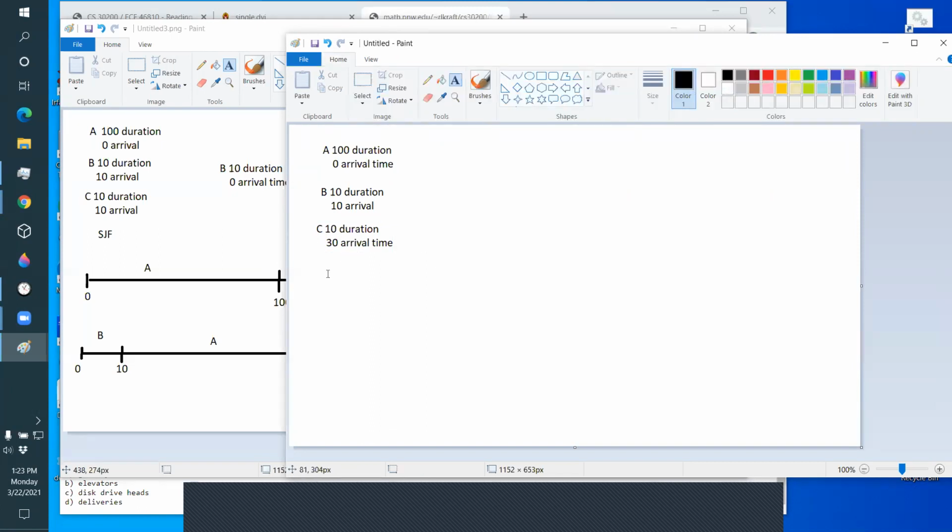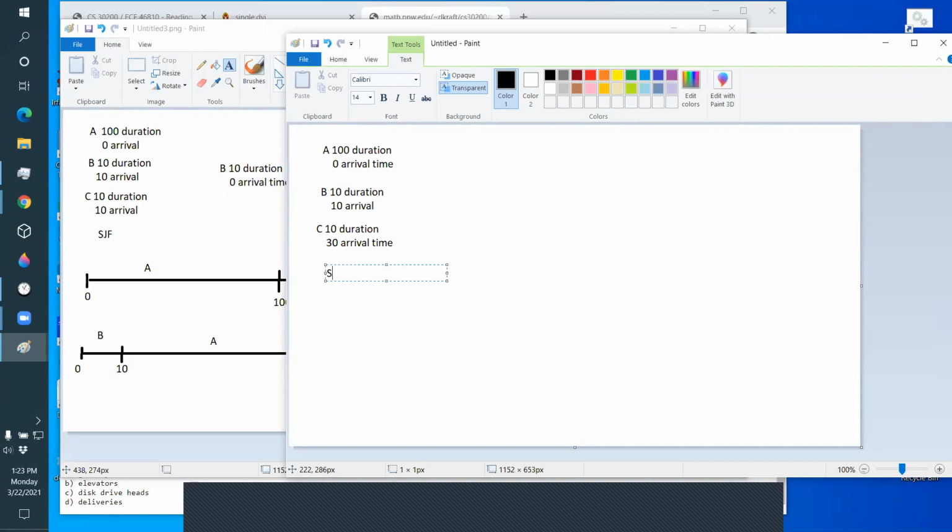Now the algorithm is going to be something called shortest time to completion first. That's going to be the algorithm. It needs to allow preemption. We need to allow preemption, and if we allow preemption, we can do better than we were doing over here.